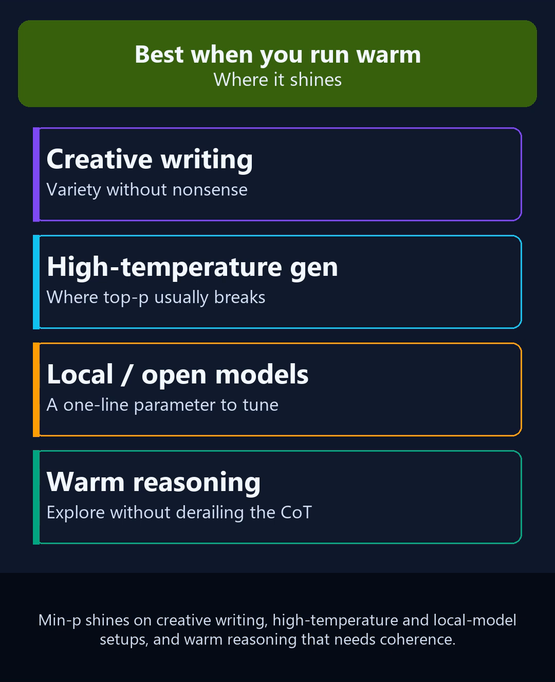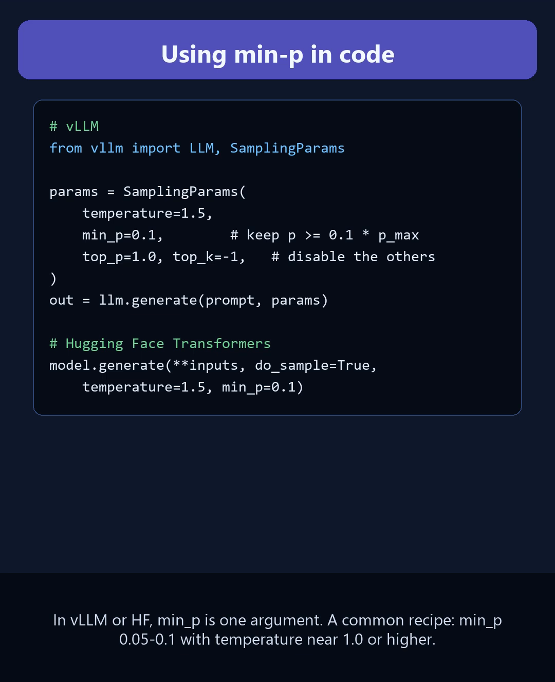Creative writing and brainstorming, where you want real variety without nonsense. High temperature generation, where top P usually breaks. Local and open model setups, where it is a one-line parameter you can tune. And reasoning at warmer temperatures, since keeping only coherent tokens lets the model explore alternatives without derailing its chain of thought. In code it is trivial.